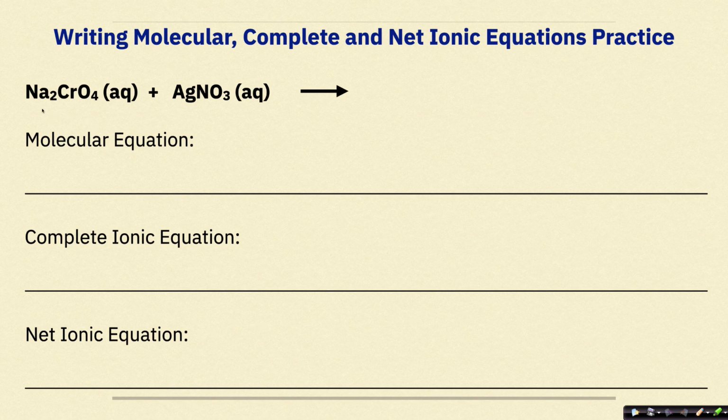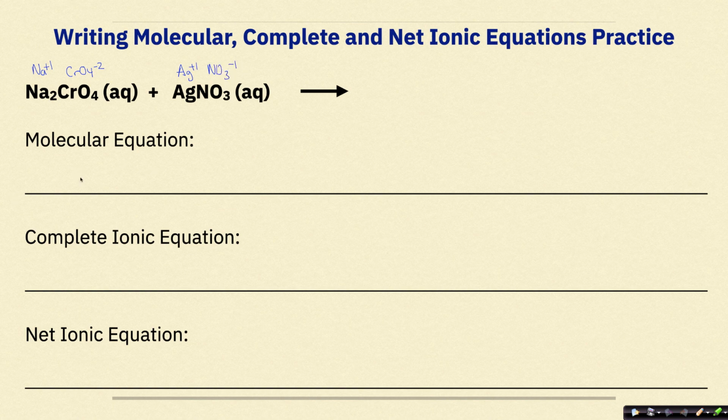My first two reactants are Na2CrO4 plus AgNO3. The first thing I'm going to do is look at each of these compounds and identify what ions are present. So I know this is going to be Na+1 and CrO4 -2, and then Ag+1 and NO3 -1.